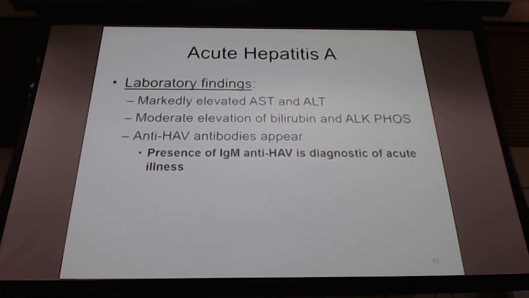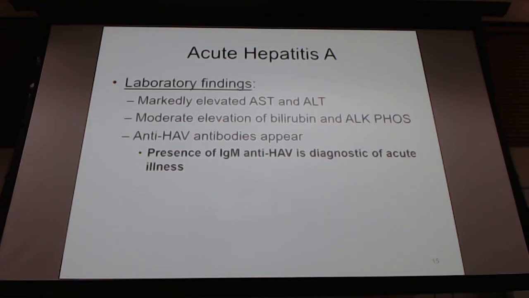What do we see on labs? Obviously, markedly elevated AST and ALT, but we're also seeing bilirubin and alk phos. So we obviously need to be thinking, oh man, this is kind of presenting like maybe an obstruction, or is this liver disease? We have to work those out. We have to have an idea.